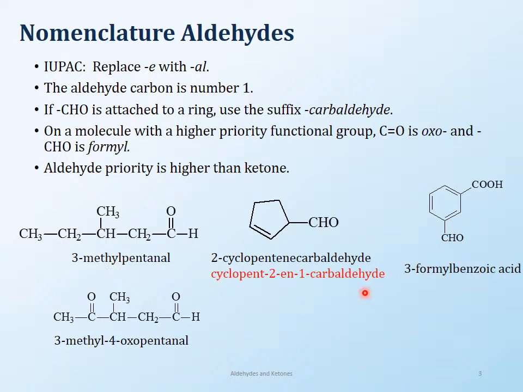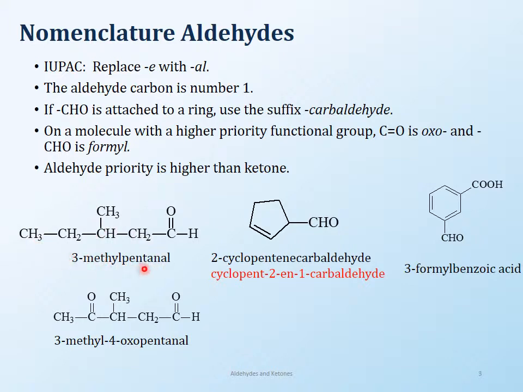So here are some examples. Let's look at the first one. Here we have an aldehyde, and here you have the chain. So let's start counting from the terminal carbon, which is this one. So 1, 2, 3, 4, 5, which means we have pentanal, and on the third carbon there is a methyl group.